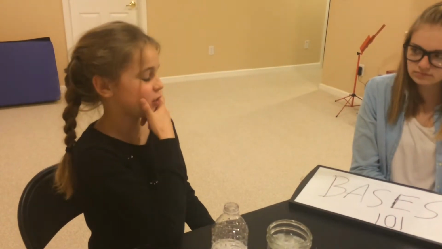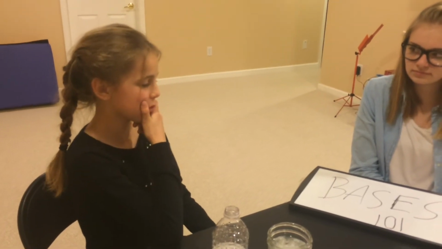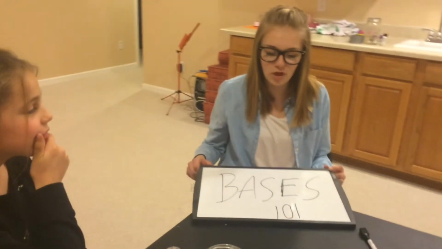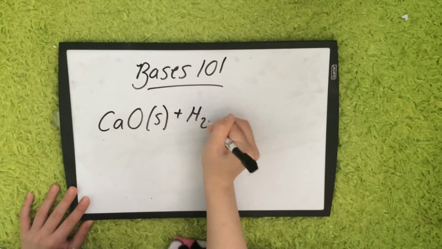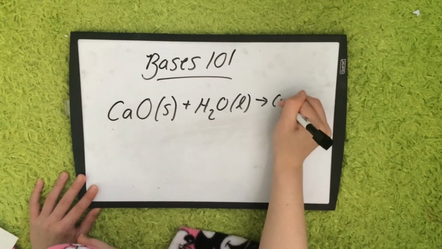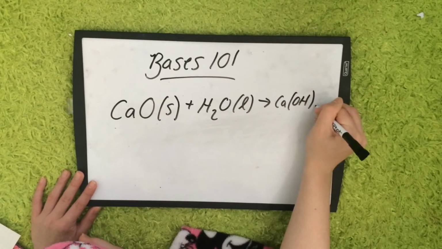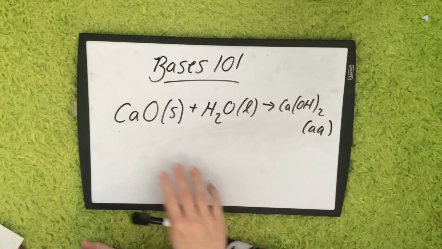Okay, acids are interesting and all, but teach me something more interesting. Okay, let me teach you about bases. To make a base, you use a metal oxide and water to make metal hydroxide. In this example, calcium oxide and water make calcium hydroxide to make the base.